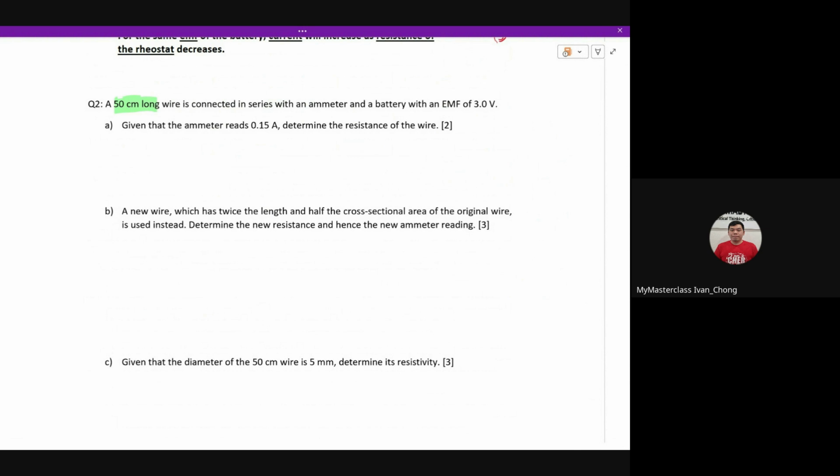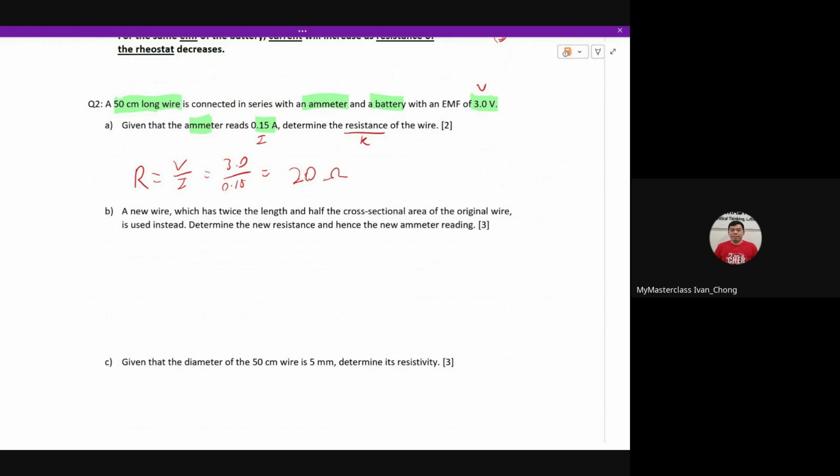Now over here, you have a 50 cm long wire. You have an ammeter and a battery of this voltage. So current is this value. So this is current, this is voltage. You want to find resistance. So ask yourself, everything is nice. So all we need to do is R is V over I. What is V? 3.0. What is I? 0.15. Throw in your numbers. You end up with 20 ohms. Okay. So R is 20 ohms for this 50 cm long wire itself.